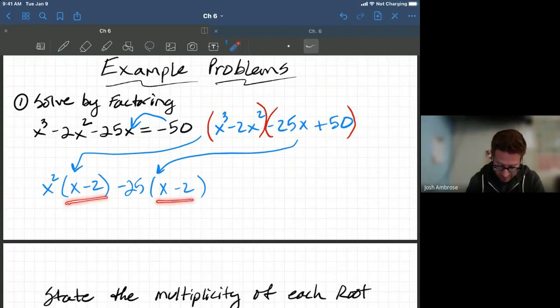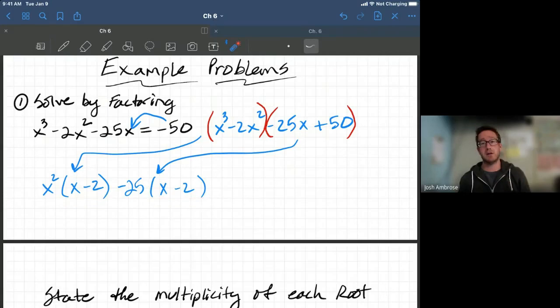Notice x minus 2, x minus 2. So we've done it correctly. And if you didn't factor out the positive, scratch that. If you did factor out a positive 25, it wouldn't match. So you've got to factor out the negative 25.